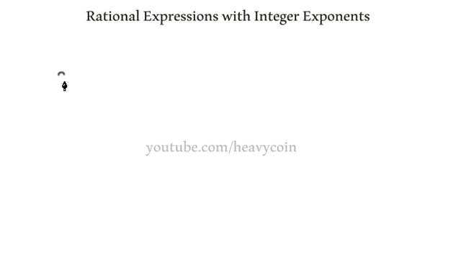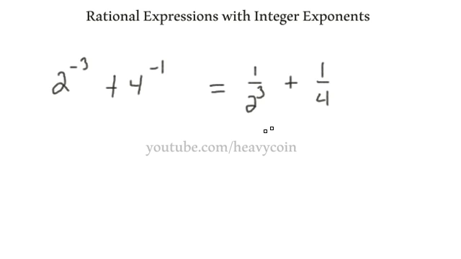If I had 2 to the negative 3 plus 4 to the negative 1, and we want to get this into a single fraction, right, which is going to end up being a proper fraction, you would write this as 1 over 2 to the 3rd plus 1 over 4. And this becomes, let's see, 2 times 2 is 4 times 2 is 8, so this becomes 1/8 plus 1/4.